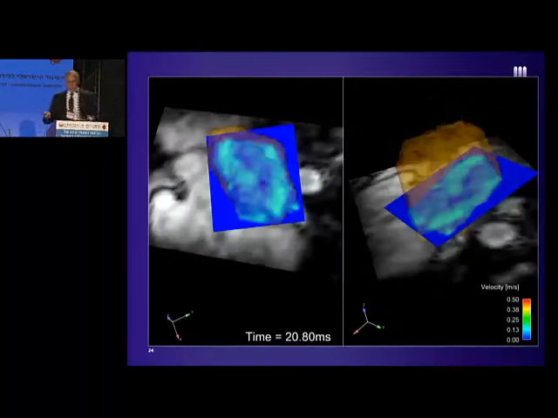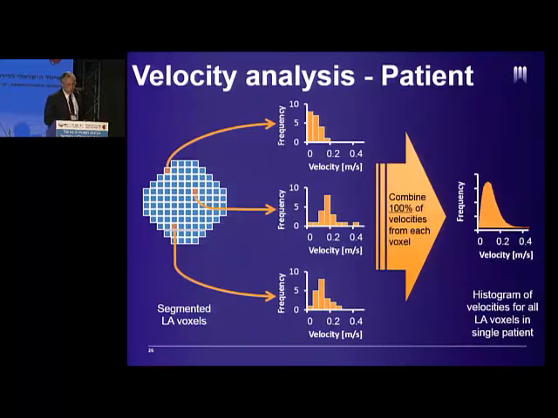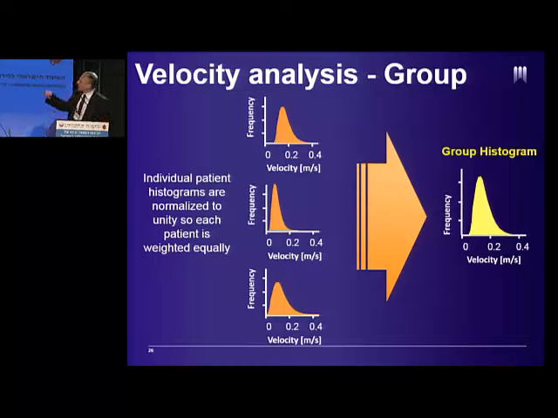Okay, so how do we quantitate this? How do we analyze this so that we can actually compare patients? This was a challenge, and we developed the following analysis tools to do this. For each voxel, we have a set of velocities over time, so we can generate this histogram, and then we can take all of the voxels and throw them into one histogram for the patient. So each patient has their own histogram of velocities over time, and we normalize that to 1, and then we can actually group all of the individual patients into a group histogram that allows us to compare across groups.